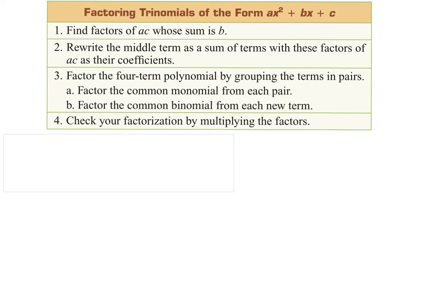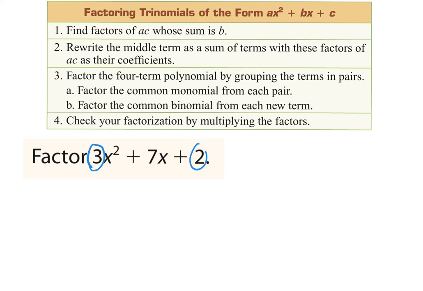All right, so let's look at this same one that we just did, and we're going to use this method. What it does is it takes the first and the last, and you multiply them. 3 times 2. That gives me what? 6.